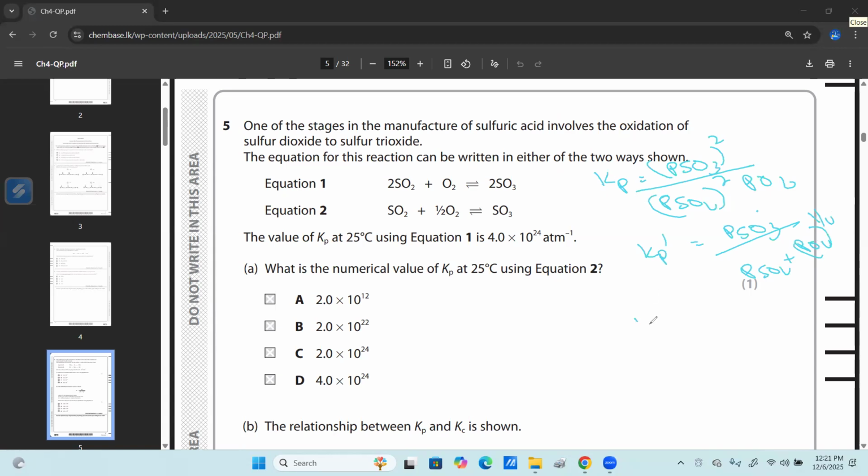So the relationship between Kp and Kp dash is that Kp dash is the square root of Kp. So we know the value of Kp, 4 into 10 to the power 24. To find the Kp dash value, we need to take the square root. So it should be 2 into 10 to the power 12. So the correct answer is A.